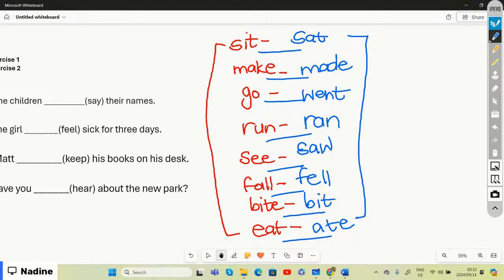So, do we have an idea of what irregular past tense are now? Anybody? Can we continue or must we go over it again?